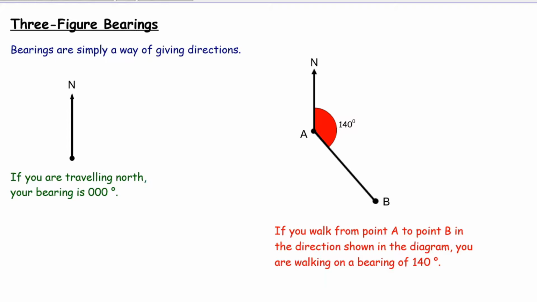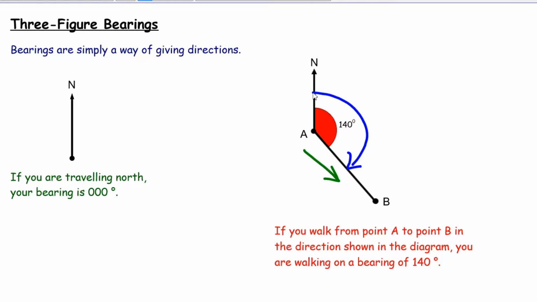Now, if you walk from point A to point B, as shown in this diagram, it's like you're standing at point A facing north and you turn 140 degrees to walk from point A to point B. So the angle that you would have turned is shown here. That angle is 140 degrees. So your bearing will be 140 degrees. You are actually walking on a bearing of 140 degrees because that is the direction to which you're walking.